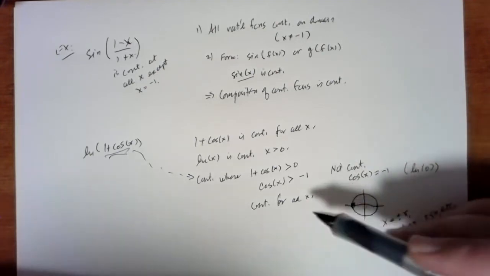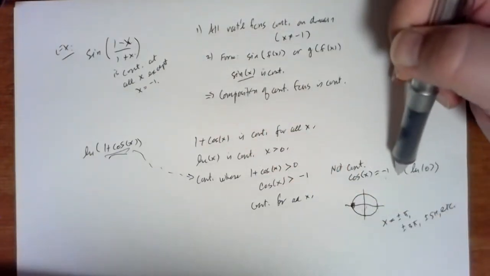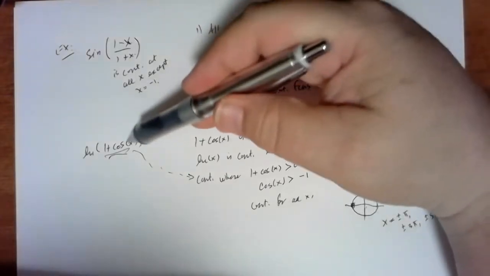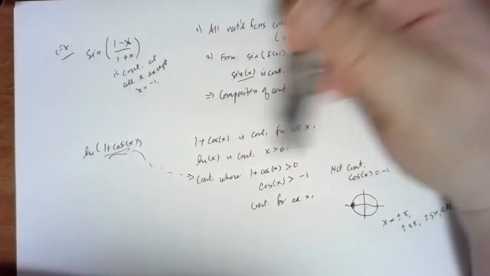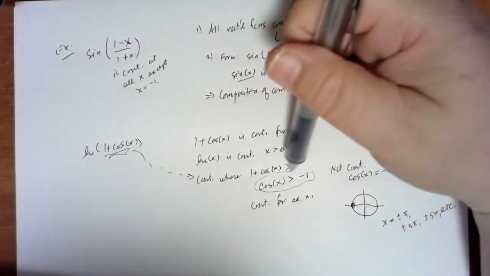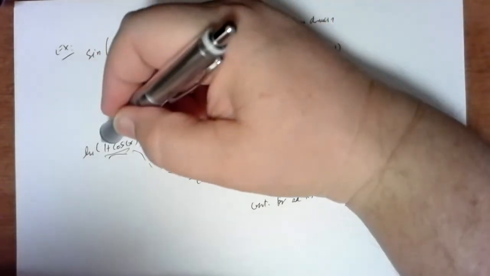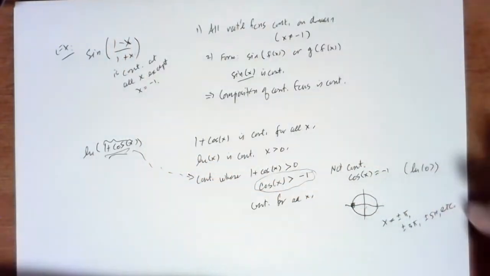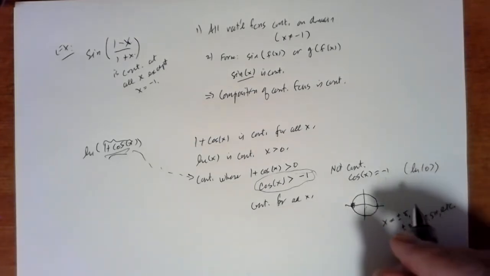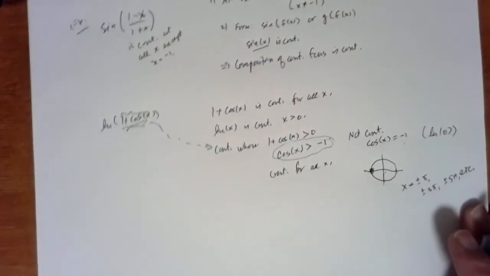And so this function overall is going to be continuous everywhere except for these points, because again, that would make this function 0. And at every other point, the cosine of x is greater than minus 1, right? So that the thing we're putting into the natural log would be a positive number. Good. All right. Are you ready to try another one? I think we've got the time for one more here.